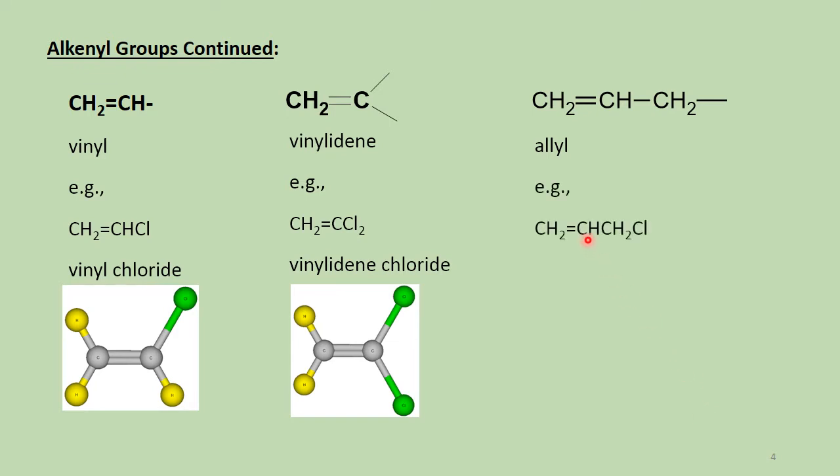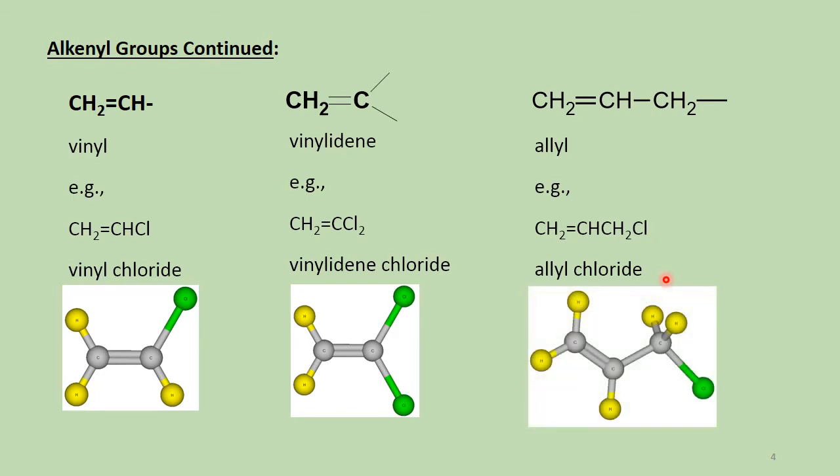CH2=CH-CH2Cl is an example of allyl chloride. So what's the difference between allyl chloride and vinyl chloride? Well, allyl means that there is a substituent on a carbon next to a doubly bonded carbon, whereas vinyl means that there's a substituent directly on the doubly bonded carbon.